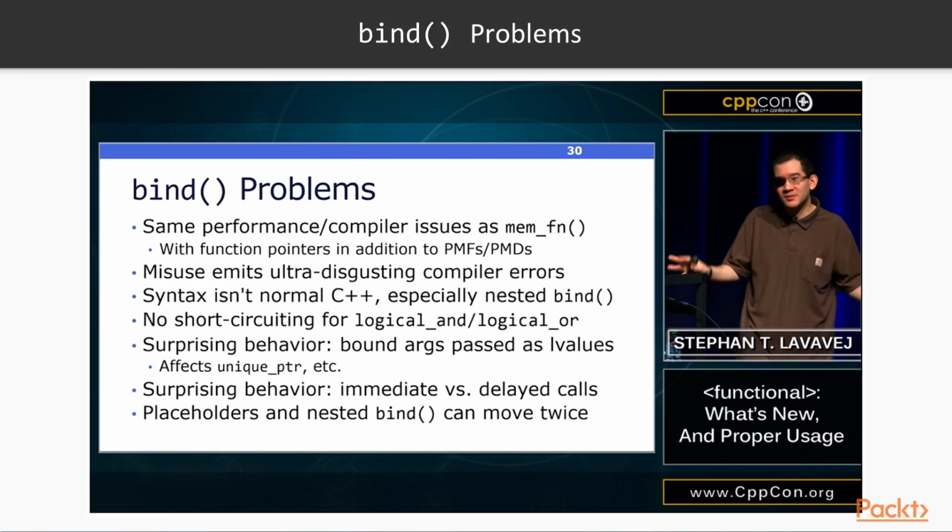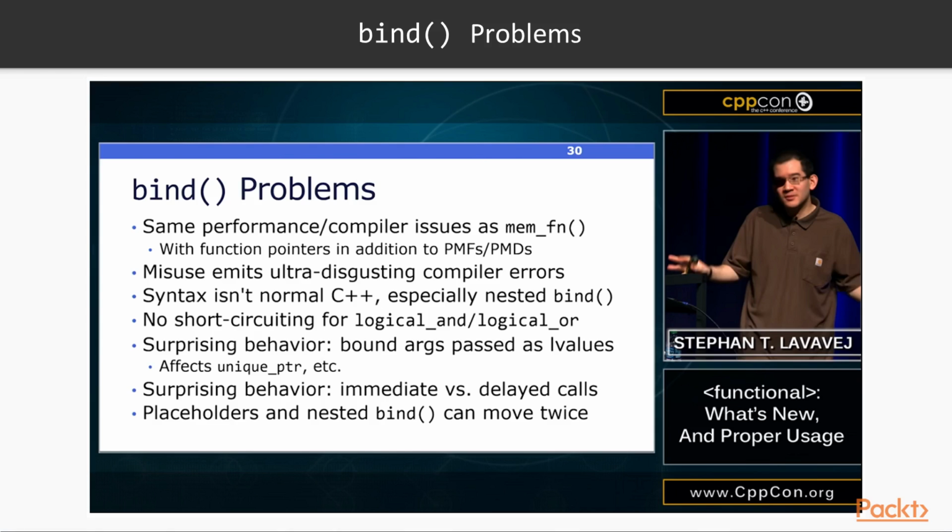It also covers problems of std bind. It has all the same issues in terms of performance as memfun, also with function pointers in addition to pointers to member functions or data members. It also might emit very, very long and hard to read compiler errors if you misuse it. The syntax is also quite weird compared to normal C++, as you have to use these std placeholder objects, and it gets really tricky when you have nested binds.